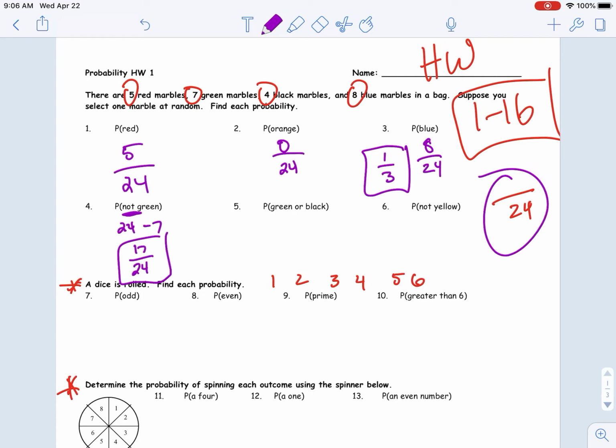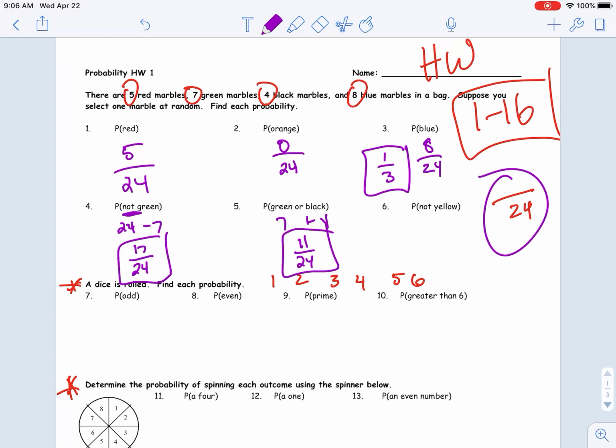Green or black. Or means you add. So there are 7 green plus 4 black. So 11 out of 24.